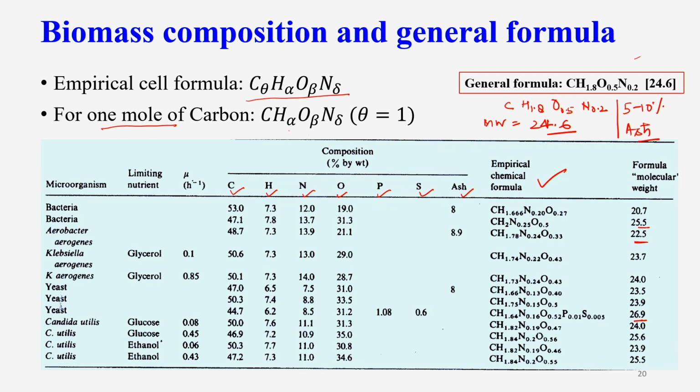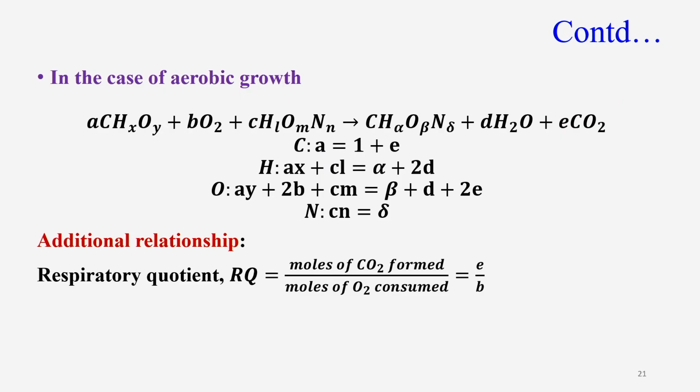So, its biomolecular weight will slightly increase. Now, we will have a quick example here in the case of aerobic process. What we are going to have here, this is your substrate CHxOy. We are having aerobic process, oxygen, and it also requires a nitrogen source. So, here we are adding a nitrogen source.